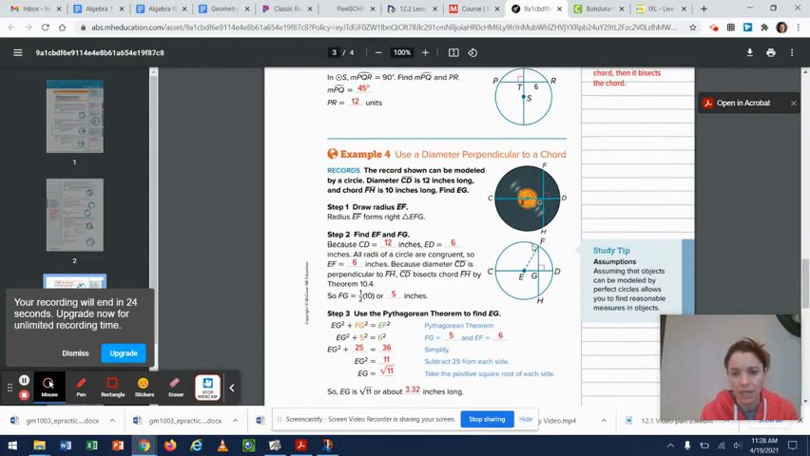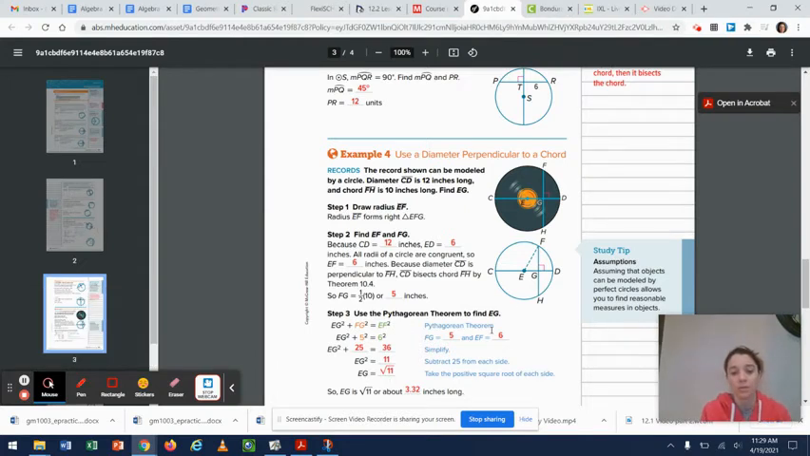Then it tells me F to H is 10, so with this being perpendicular to my chord, it's going to bisect this. So I know that F to G will be 5, because it will split it in half. So I will have E to F, which is 6. I will have F to G, which is 5. Since it's a right triangle, I'm going to use the Pythagorean theorem and plug in my values. I'm going to do x squared plus 5 squared equals 6 squared.